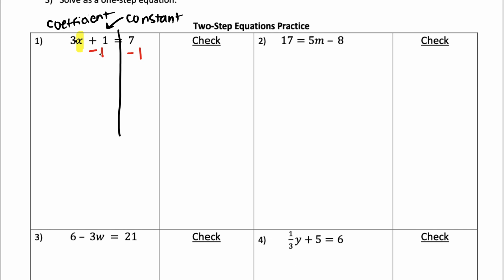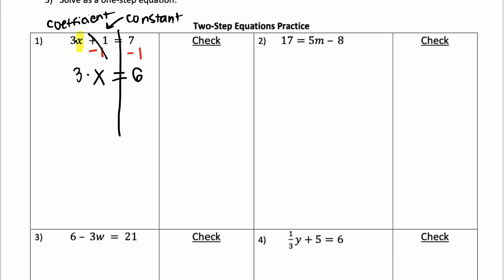So positive 1 minus 1 makes 0. So everything that is left needs to come down, and we're left with 3 times x equals, and 7 minus 1 gets us 6. So now our equation says 3 times x is equal to 6. So we look at the side with the variable again. We ask ourselves, well, what's happening to the variable? And I can see that it's being multiplied with the number 3.